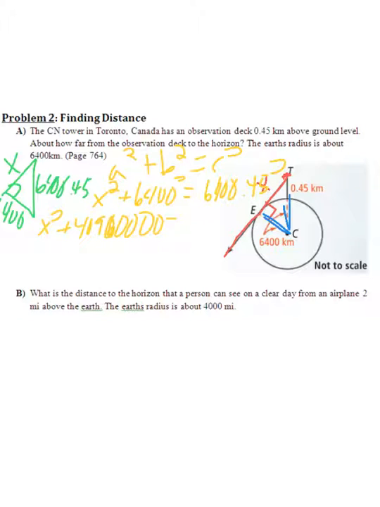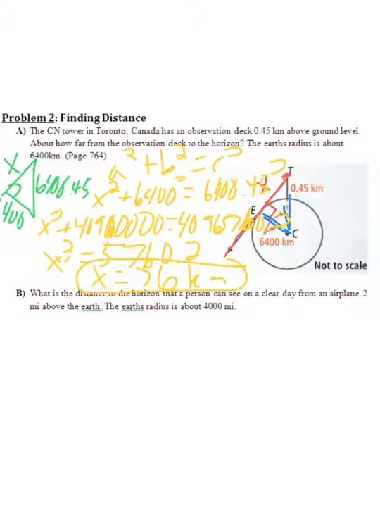And 6,400.45 squared is 40,965,760.2. And when I subtract the 40,960,000 over, I get that x squared is equal to 5,760.2. And if I take the square root of that, I get my answer for x as about 76 kilometers away.